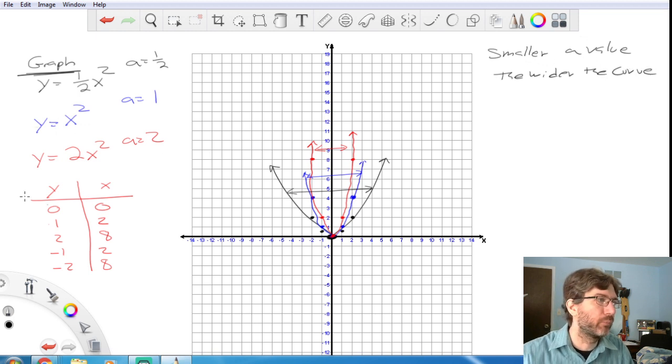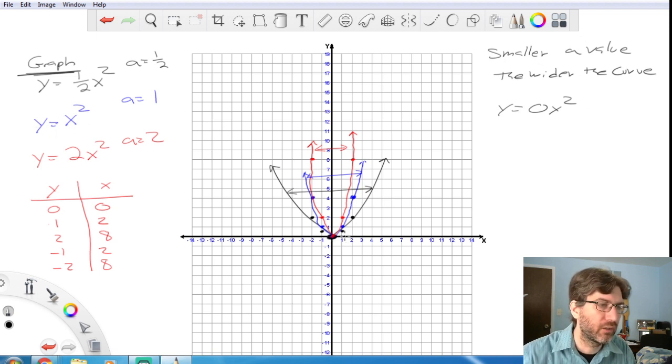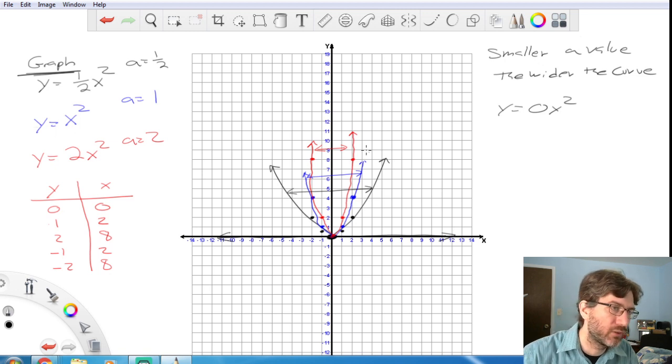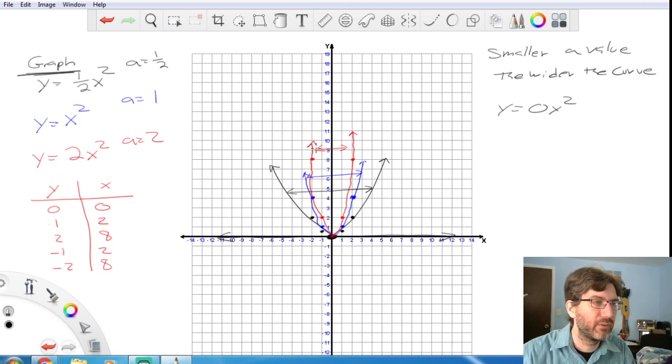Right? And then if you could imagine if a was 0, it wouldn't be a quadratic, right? If I plugged in for y equals 0x squared, then this is just going to be y equals 0. And that would be this line right here. You can see how it would just flatten that out. It just keeps getting flatter and flatter until you get that flat line. A value increases, this goes up and gets skinnier. A value decreases, this goes down and gets flatter.